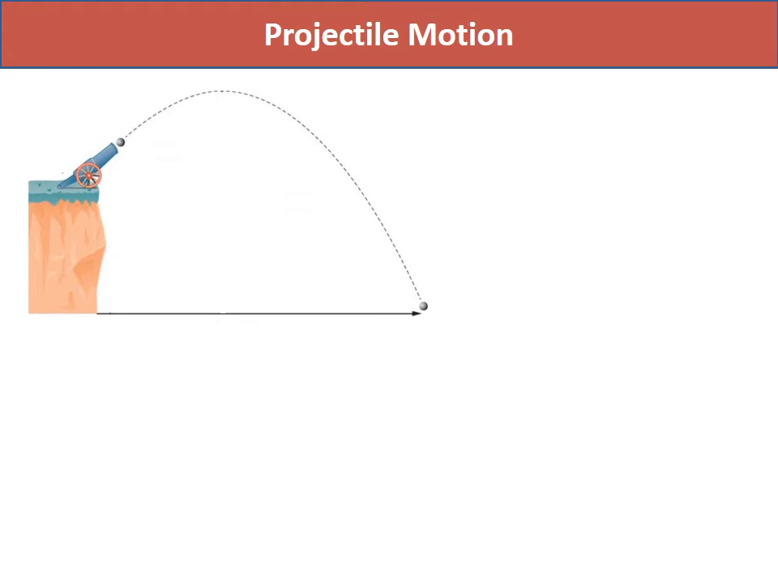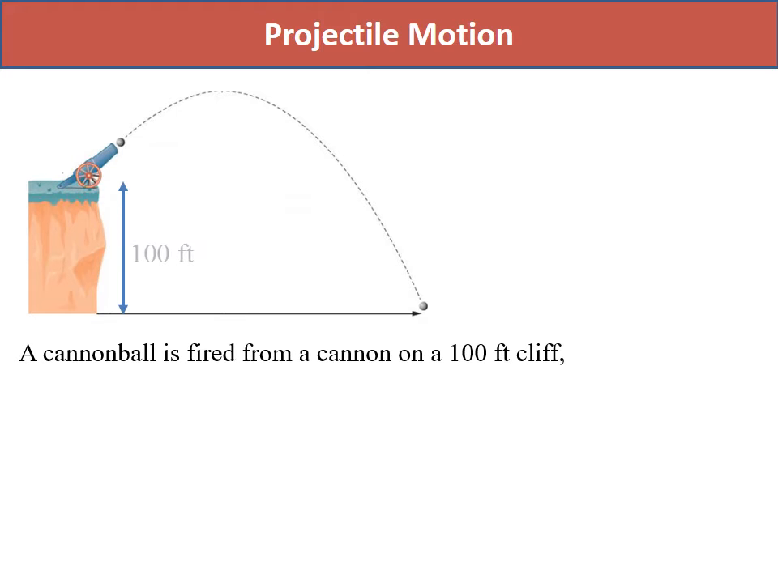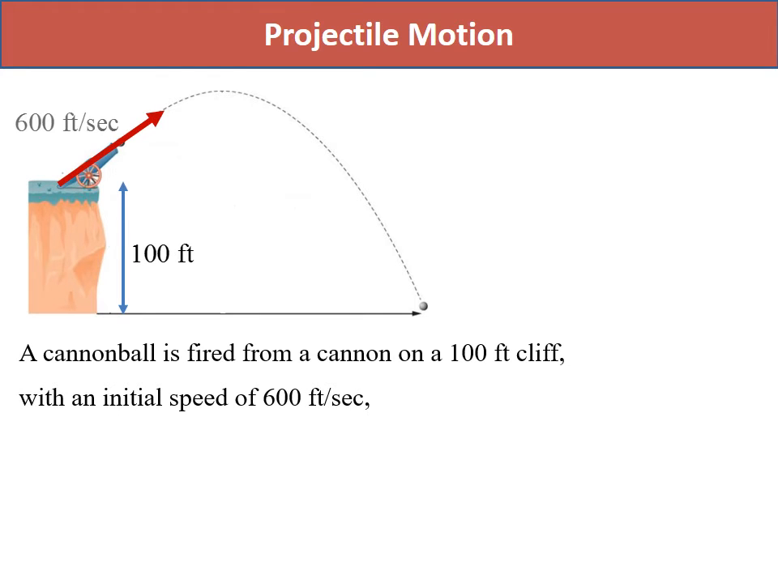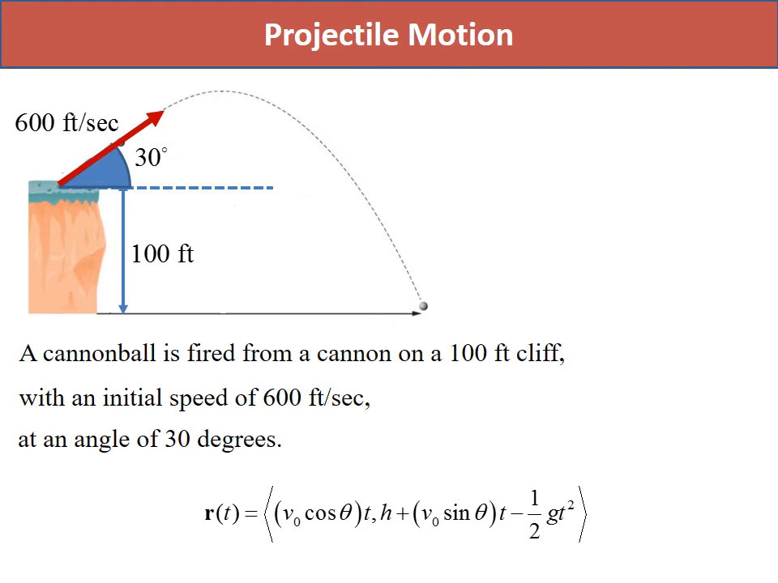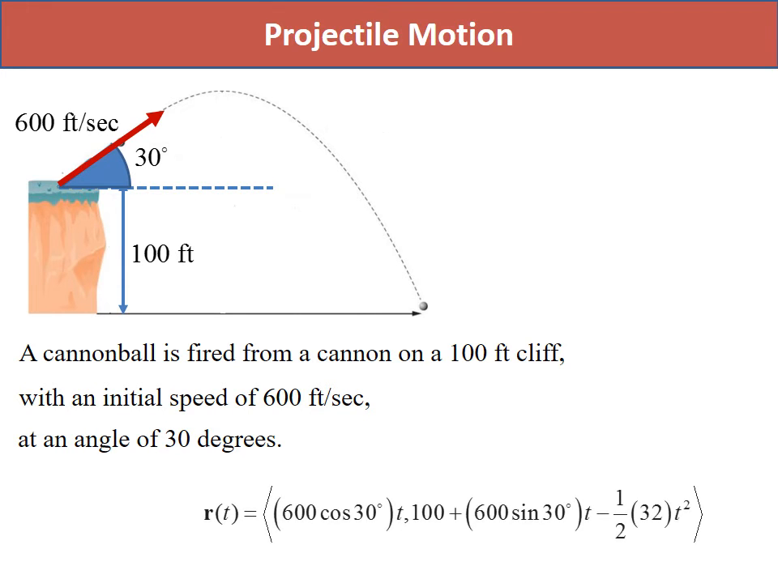Here's a sample problem you can read about in your book. They use this as an example, and we've got a cannonball that's fired from a 100-foot cliff. The initial speed is 100 feet per second, and it's at an angle of 30 degrees. So let's write the position function. From the generic position function that we just developed, we can substitute our values and then simplify to get the position function for this problem.